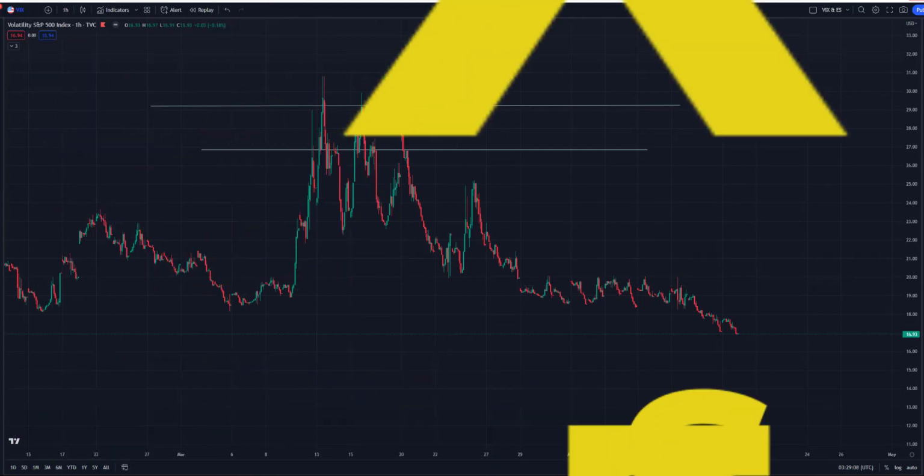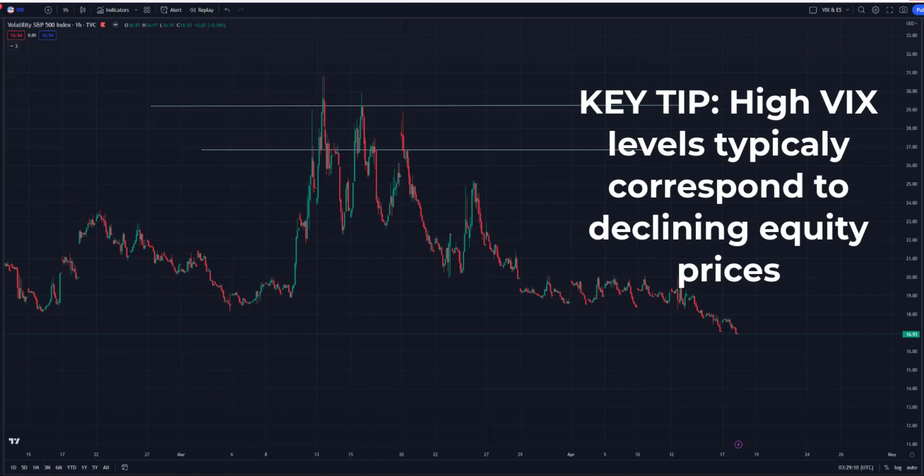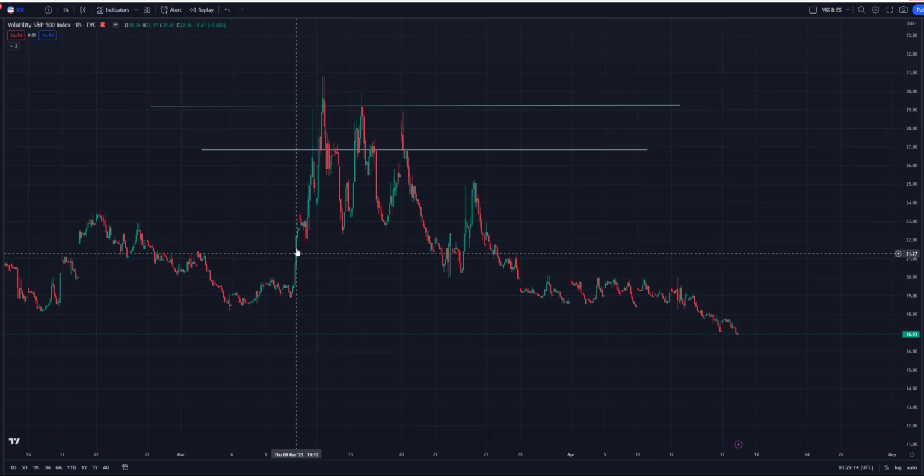So now, high VIX levels typically correspond with declining equity prices. So as this thing is moving up and we're running up to these high levels, you're going to see equities, S&P, stocks, move to the downside. These spikes are particularly noteworthy to us as traders. Why? Because we can use them as an indication that investors are being signaled and are actively hedging.